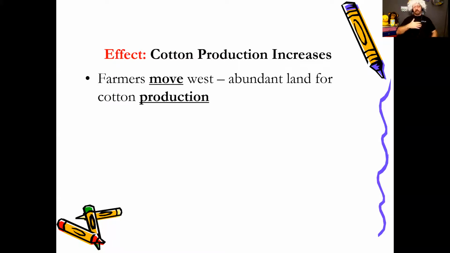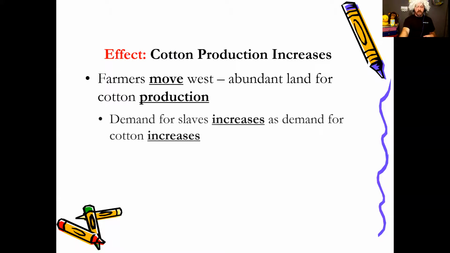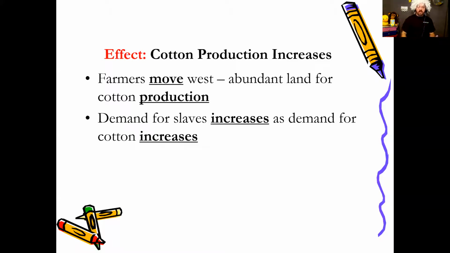This is where we talked about sectionalism and how all that starts to come about. All right. So more land out west, increased cotton production as well. Also with this increase in cotton production, there's an increase in demand for slaves. So demand for slaves increases as demand for cotton increases. They go hand in hand, guys.